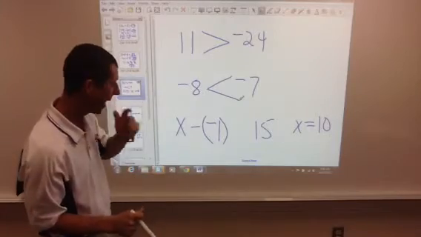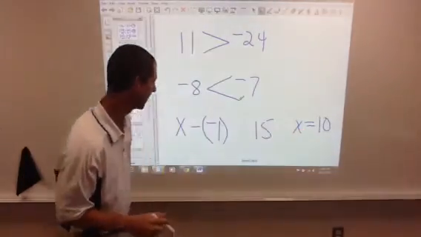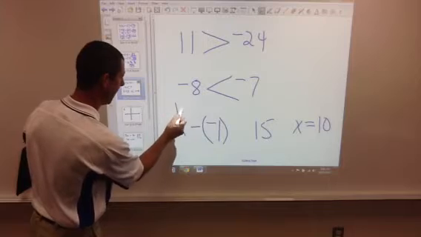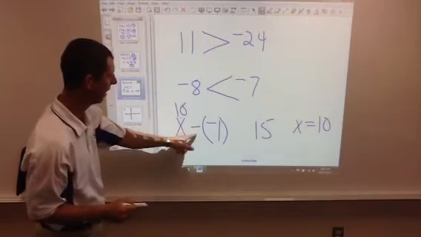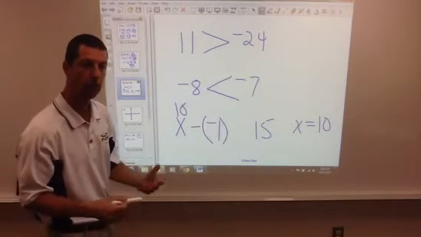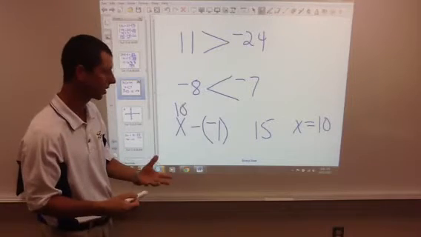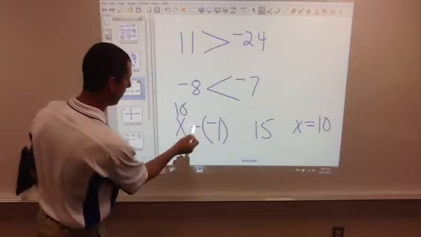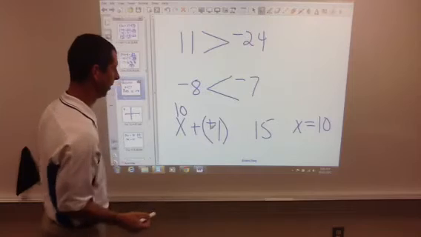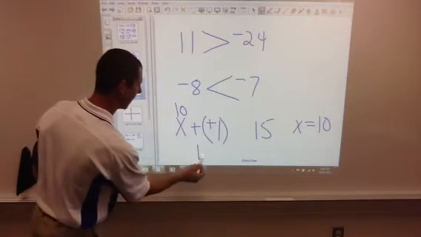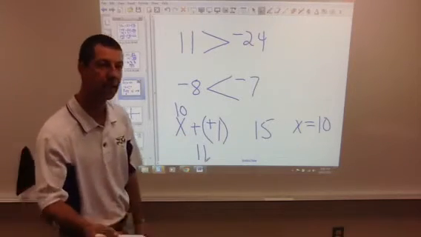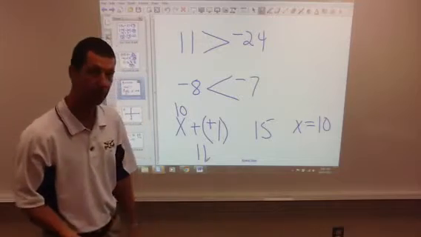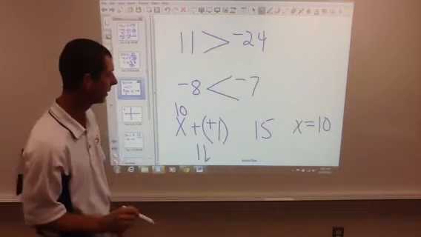Now here we have a situation where x is 10. So I got to substitute 10 in here. Okay, so now I have 10 minus negative 1. And when we did these in class, we did a process called adding the opposite. So we add the opposite. Okay, so that becomes 11. Okay, 10 minus negative 1 is positive 11. Somewhat confusing, but that's the correct answer.